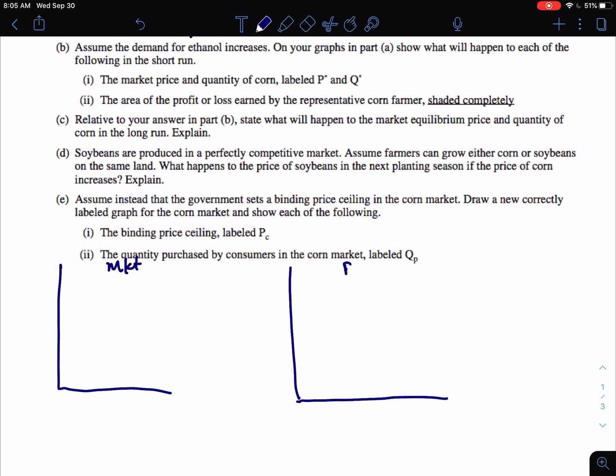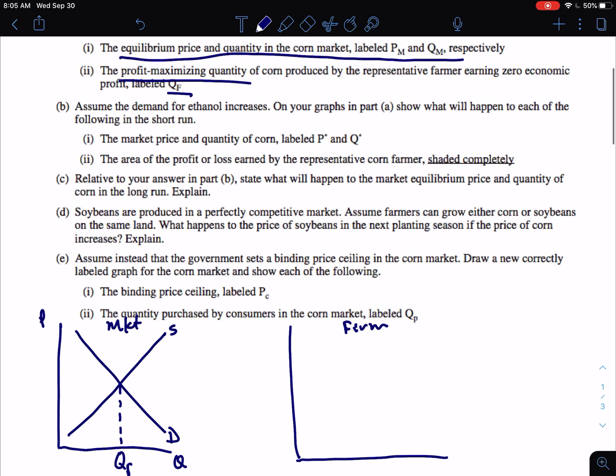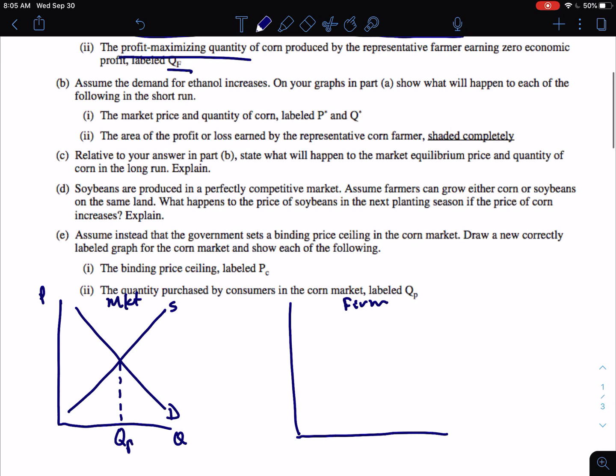Okay, so here's the market, and here is the firm. In the market, we have downsloping demand and upsloping supply. That's going to dictate this quantity, which we're going to label QM, and the price, PM. And then over here, we get our demand. So this is our price. Demand equals marginal revenue. We've got our marginal cost curve.